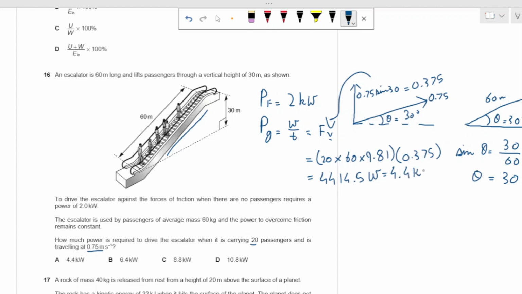That is equals to 4.4 kilowatts. When we now combine both of these power, we're going to get the total power that is done to drive the escalator when it's carrying 20 passengers. So power total in this case would be 2 plus 4.4 kilowatts. That would give us 6.4 kilowatts as the final answer. So the correct answer is B.